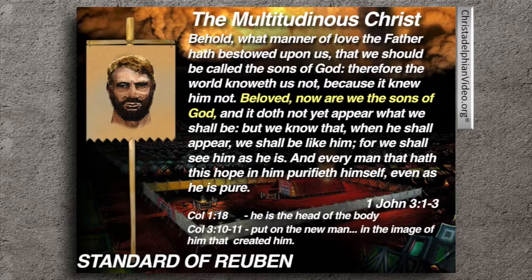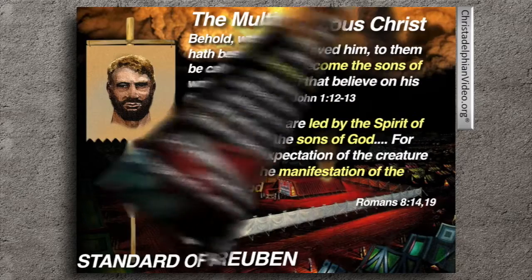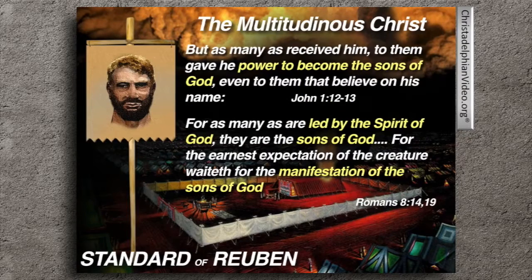So we have then this multitudinous aspect, both in the nation and in the ecclesia, who are tied into that multitudinous Christ. We think, of course, of the words of John chapter 1 and verse 12, that he tells us that as many as received the Lord Jesus Christ, to them he gave power to become sons of God, even to those who believe on his name. And notice what he says in Romans chapter 8, "As many as are led by the Spirit of God, they are the sons of God." So the earnest expectation of the creature waiteth for the manifestation, the revealing of the sons of God.